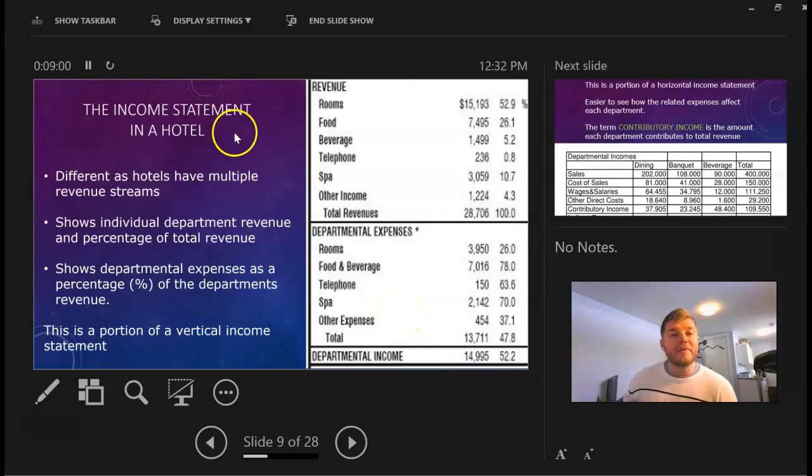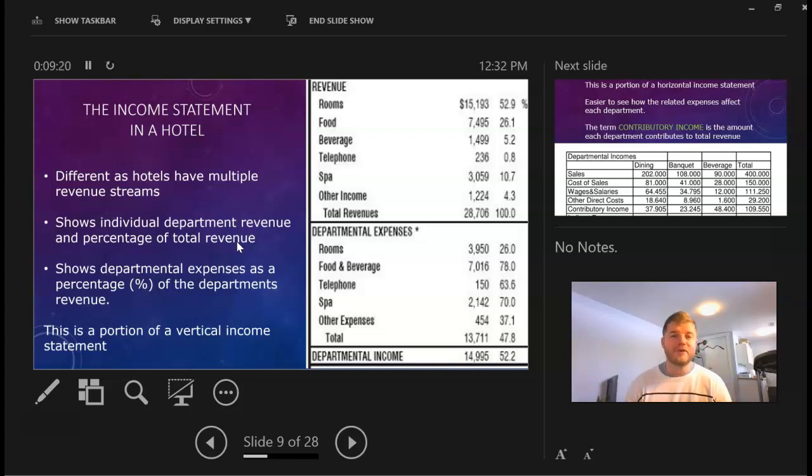So this is the income statement in a hotel. It's a little bit different because hotels have multiple streams of revenue. If you are a motel, you might only have one stream of revenue, and that's just selling rooms. But motels are a dying breed. Most places now are hotels.